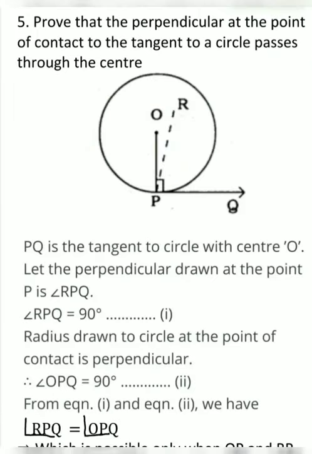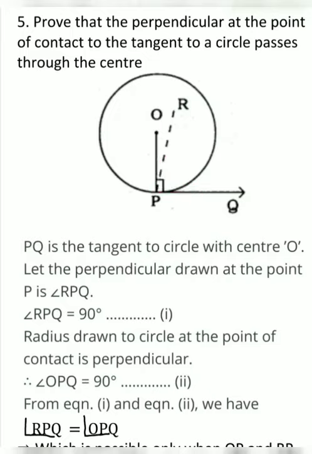Now we will see the fifth question. Prove that the perpendicular at the point of contact to the tangent to a circle passes through the center. See, PQ is the tangent to a circle with the center O. Let the perpendicular drawn at the point P be RP. Angle RPQ is equal to 90 degrees.